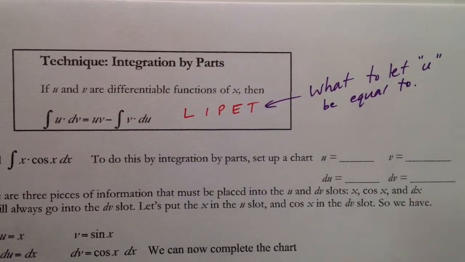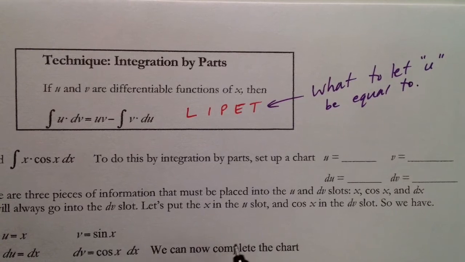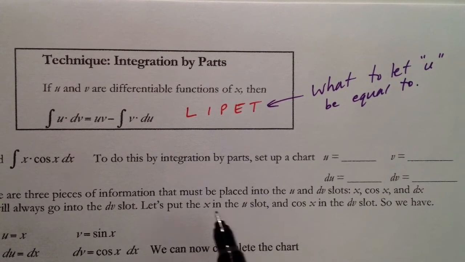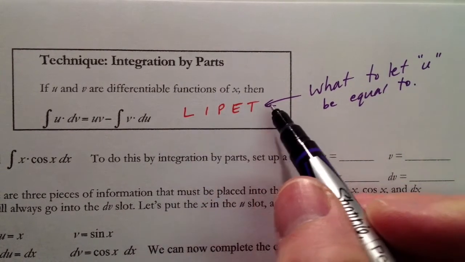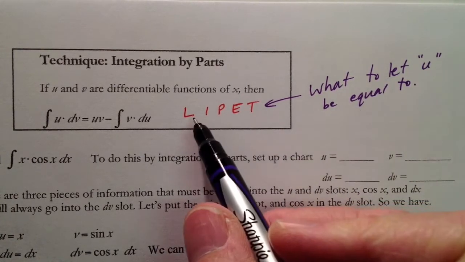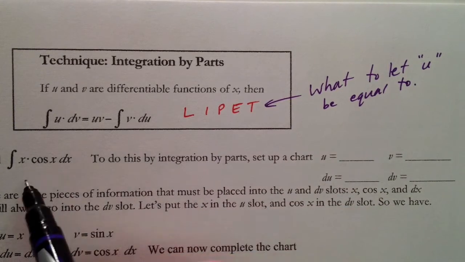Just like when you were learning the u sub technique, if you choose the wrong function for u, then you start having problems and it just won't work. You won't be able to find an antiderivative if you choose the wrong function, okay? Or the work gets so complicated it's not worth it. So this acronym here, LIPIT, helps us keep in mind the order in which we're looking for functions within our integrand.